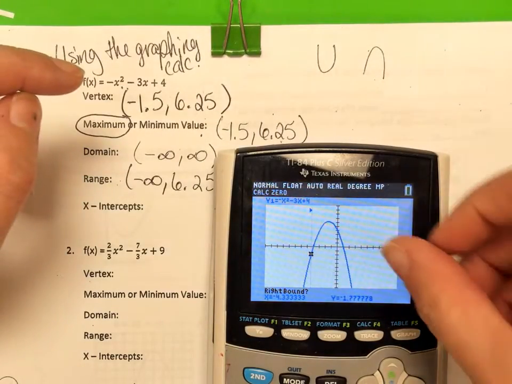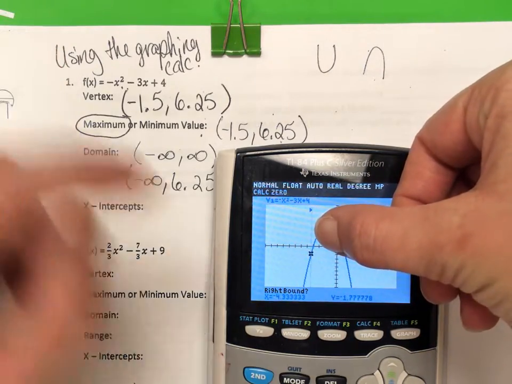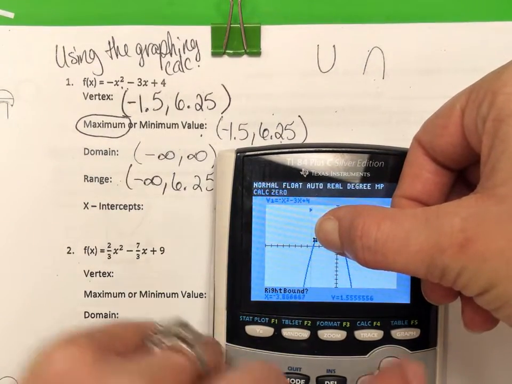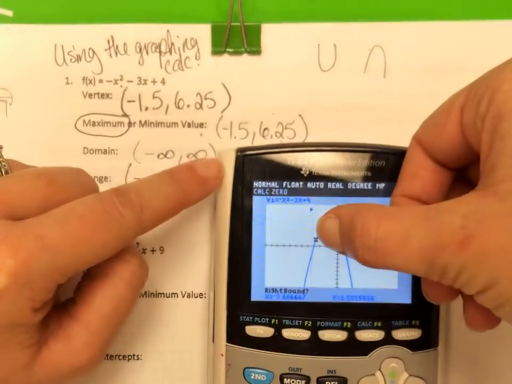All right, so I'm just going to go to the right side, which is right above it, okay? So just go right above that x-intercept. Just that one, not the other one, just that one. And then hit enter again.